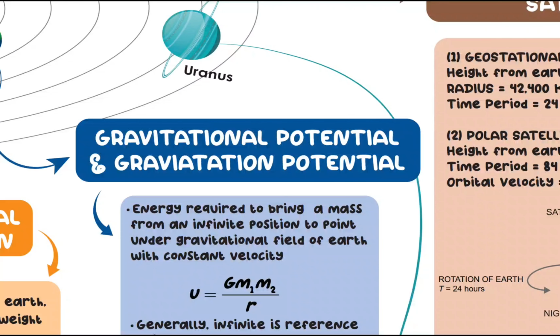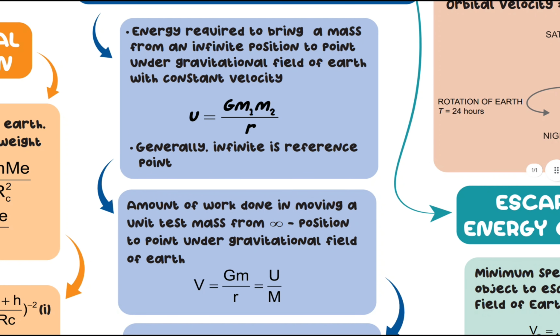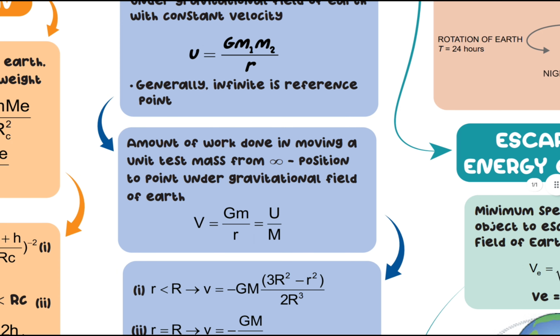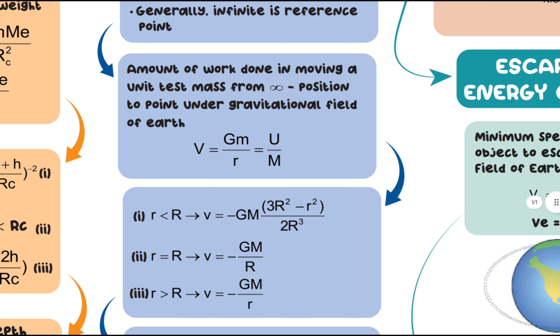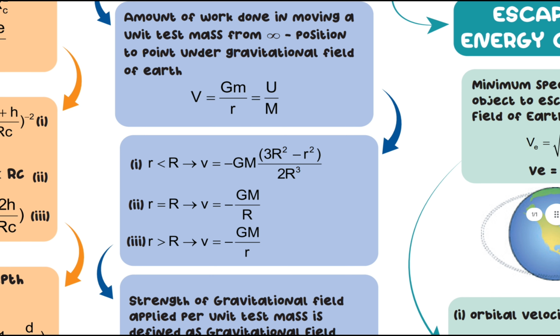Gravitational potential energy and gravitational potential. Energy required to bring a mass from infinity to a point under the gravitational field of Earth with constant velocity. Potential energy equals minus G m1 m2 by r. Generally, infinity is the reference point. Gravitational potential is the amount of work done in moving a unit test mass from infinity to a point under the gravitational field of Earth. V is equal to minus GM by r, which is equal to U by m.